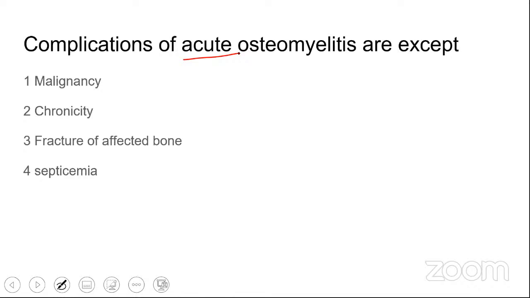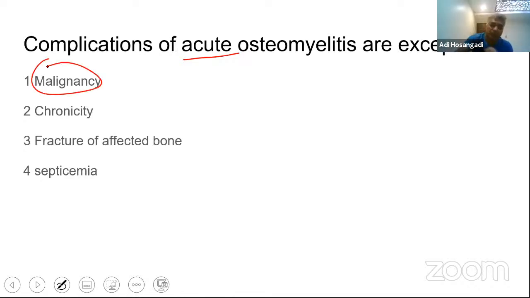Malignancy. Very good. If there was malignancy, if this was chronic, then this would not have been the answer. But here it is given as acute. So chronicity is right. Pathological fracture is right. Septicemia is right.